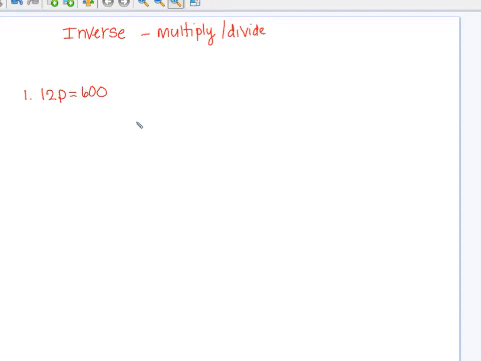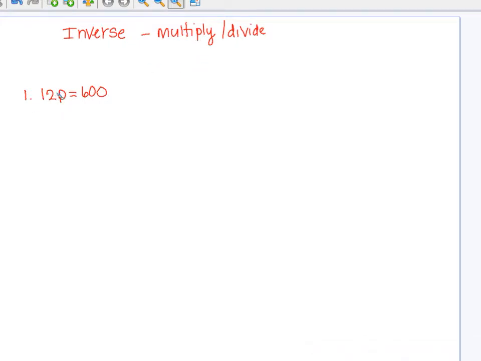Okay, so this is Unit 9, Cycle 2, Lesson 3. It's doing the inverse of multiplying and dividing. And I'm not going to actually do the answers. I'm just going to show you how to set the problems up. Again, inverse is just a fancy name for doing the opposite.